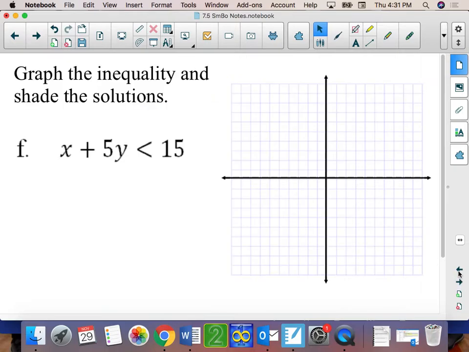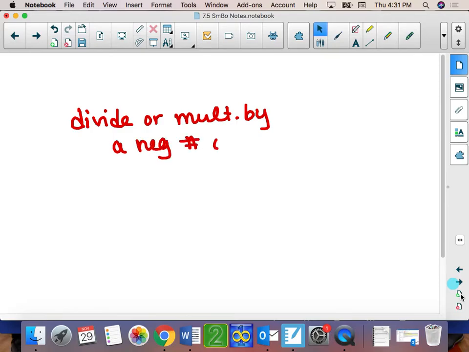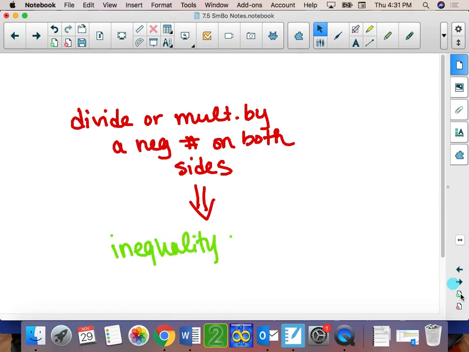I do want to point out one thing to you, and that is, just as a reminder, in case some of you maybe have forgotten, that if you divide or multiply by a negative number on both sides of your inequality, do you remember what happens? Your inequality symbol is going to flip. So I just want to remind you of that because you might have one like that on your homework.